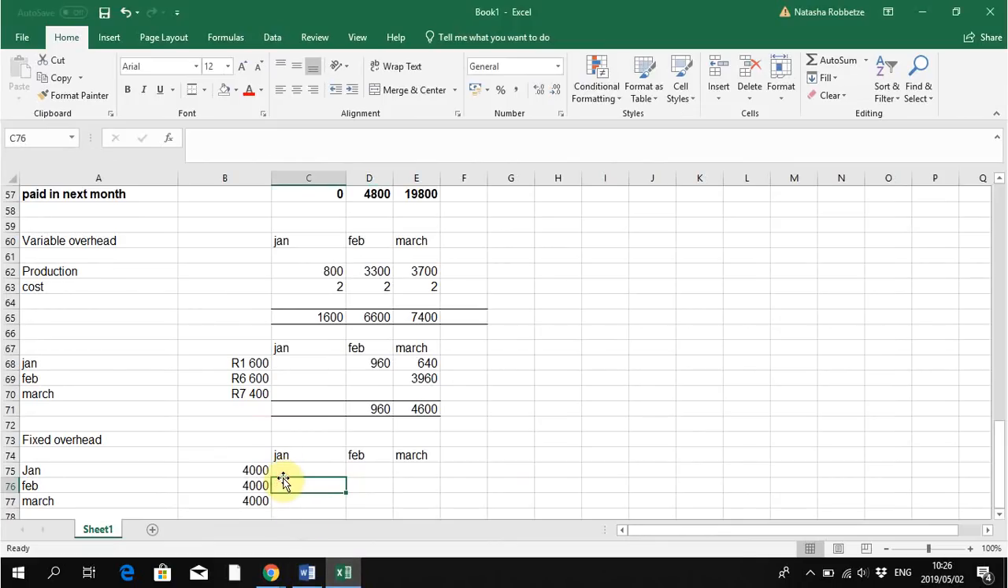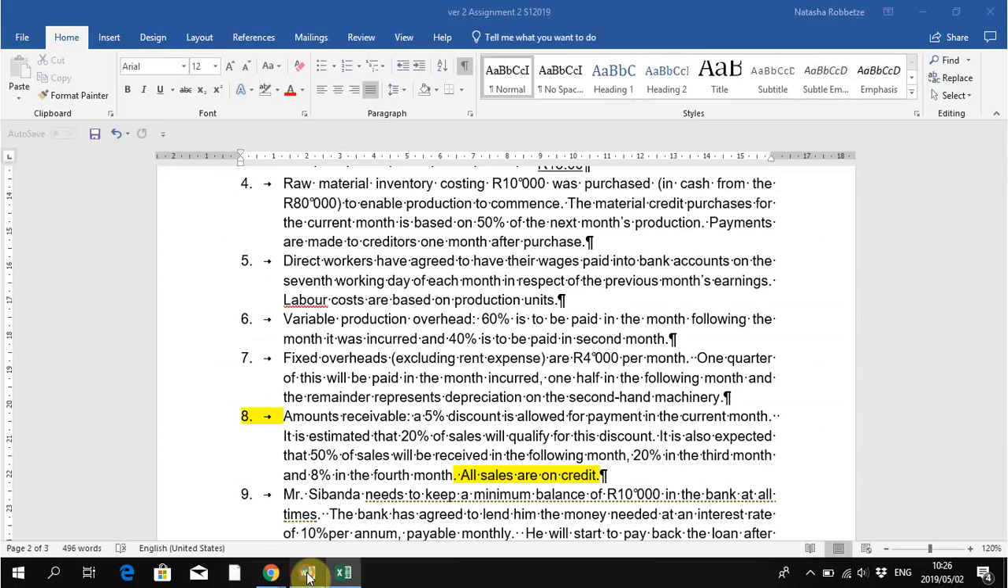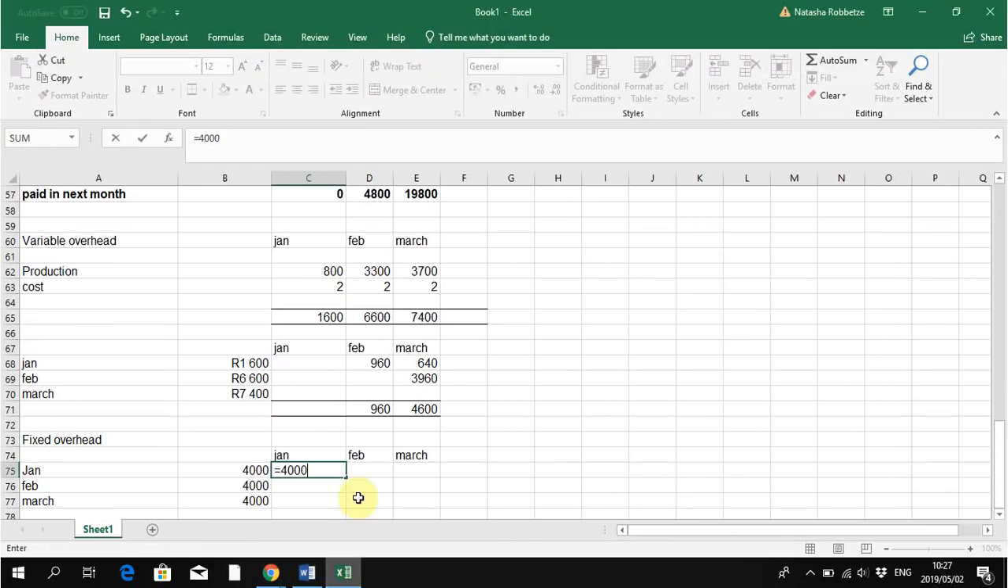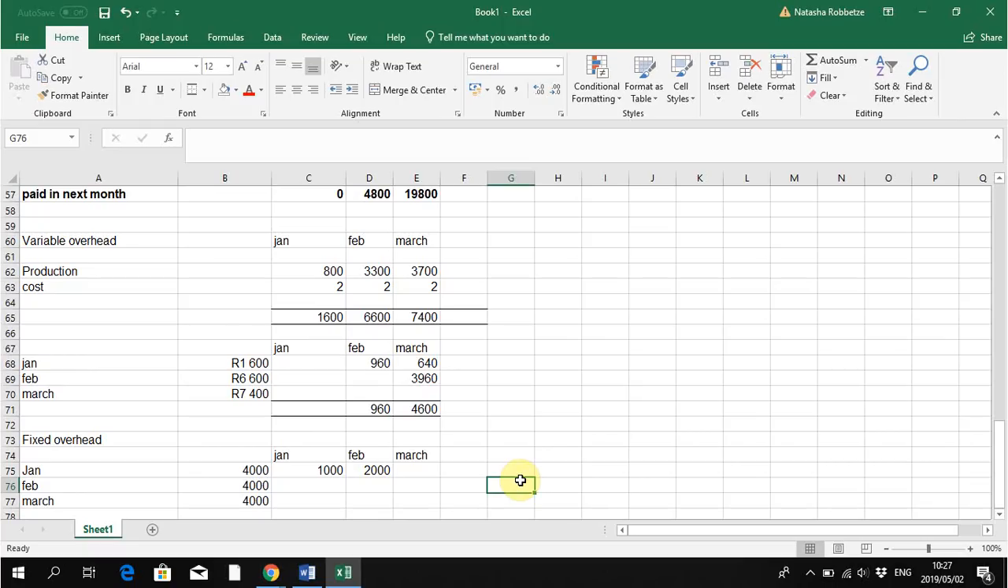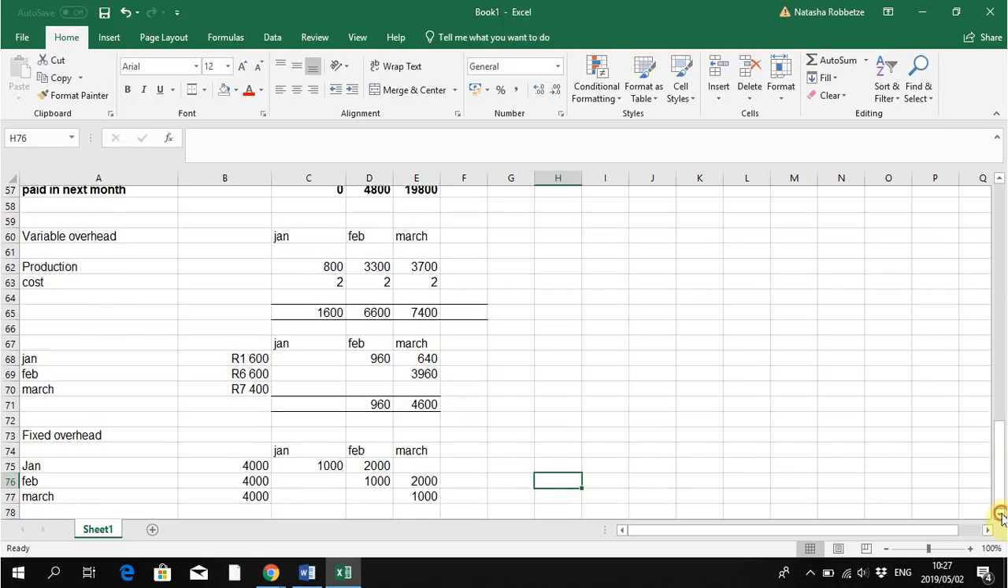So for January, we're going to pay 1/4, so that's 25%, which is 1,000. And then 1/2 in February, which is 1/2 of 4,000, so 2,000, and the rest we're going to ignore because the other 1,000 Rand is depreciation that we should not account for. In February, again, we're going to have 1,000, it's 1/4, and then for the next month we have 1/2, which is again 2,000. And in March we have then 1,000, and for April it will then be 2,000.